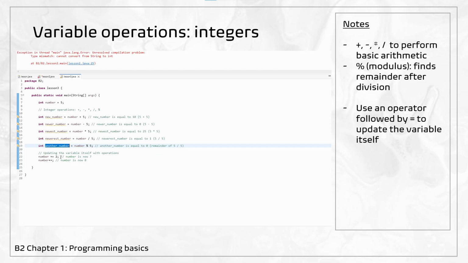You can also update a variable using operations. So here we have number was equal to 5. Now this line of code tells the program to add 2 and then update number accordingly. So after this, number will become 7. And there's a special notation for incrementing by 1. It's just going to be putting the identifier and then putting plus plus. And after this, number will become 8.